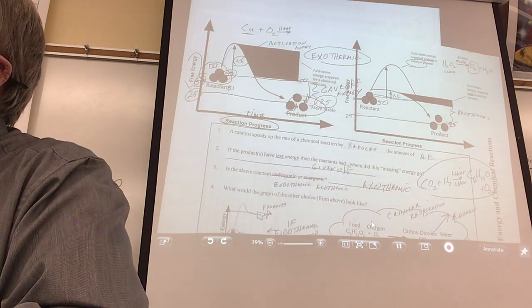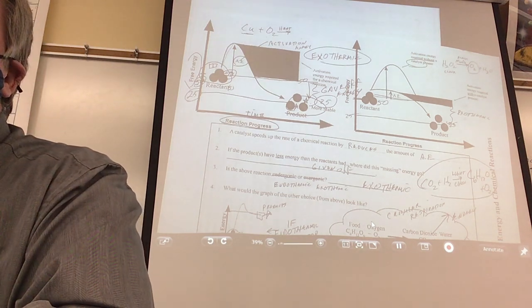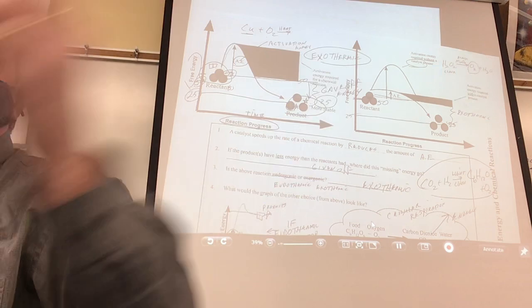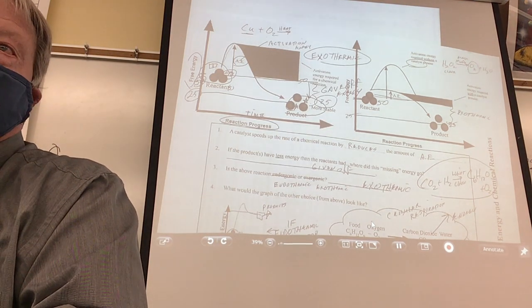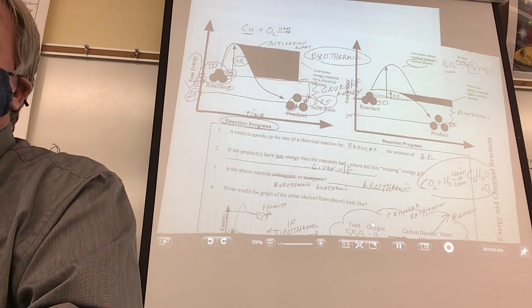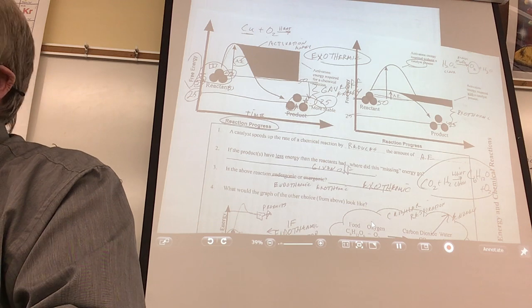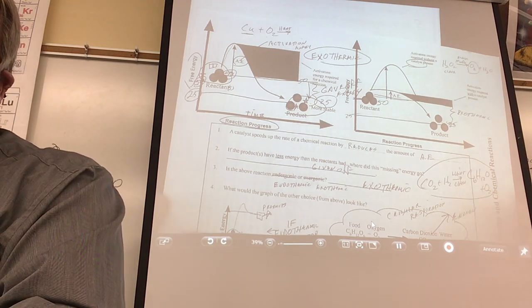What does that tell you? Say it again. It gave off. And what do you call a reaction that gives off energy? Exothermic. There are lots of exothermic reactions. Every time you light fire in a fireplace, isn't it exothermic? Burn gasoline, exothermic. There are some endothermic ones.